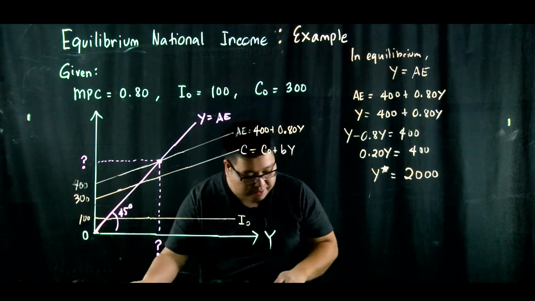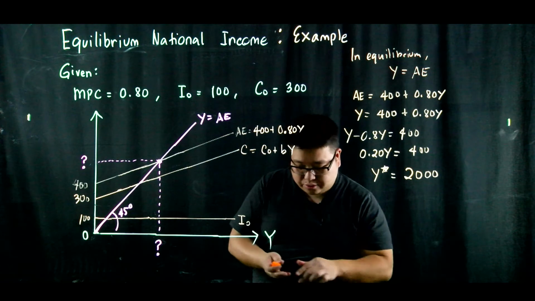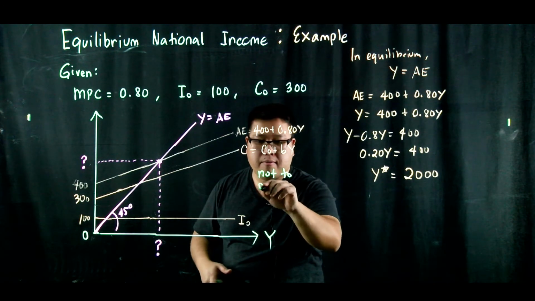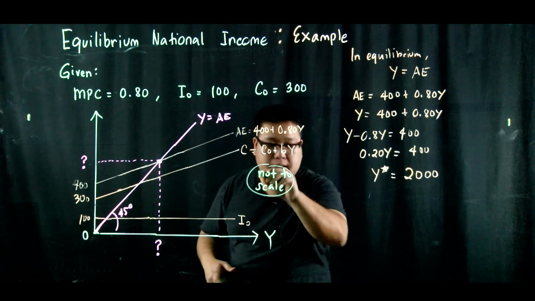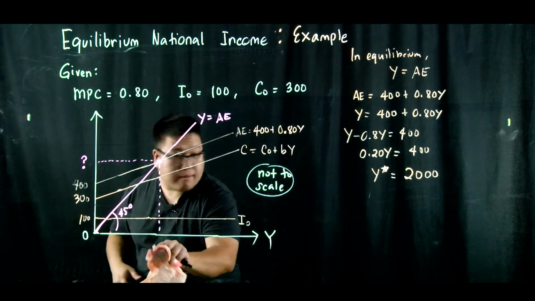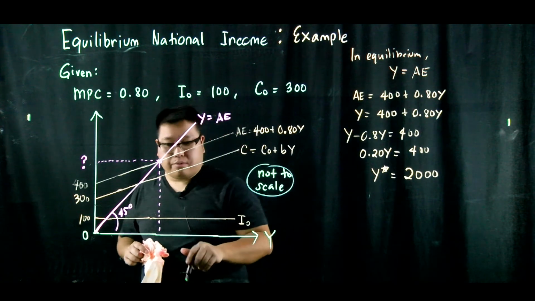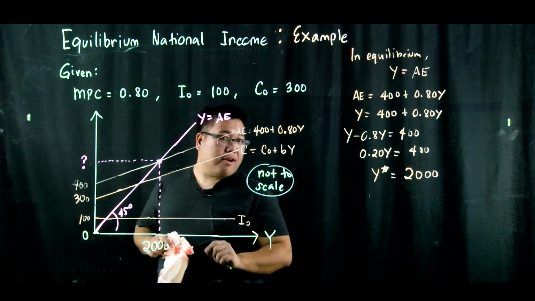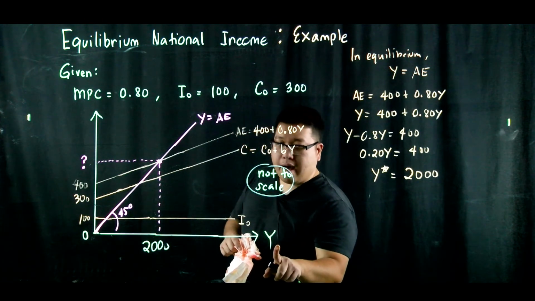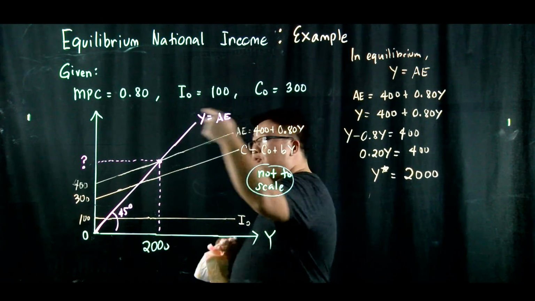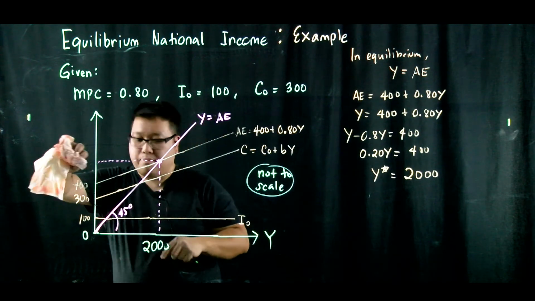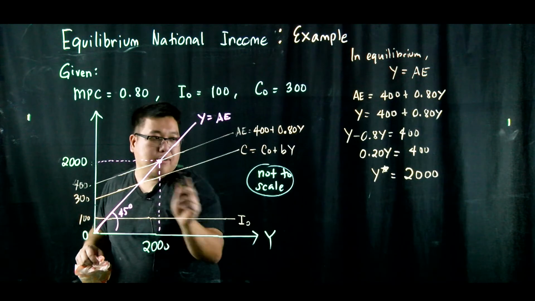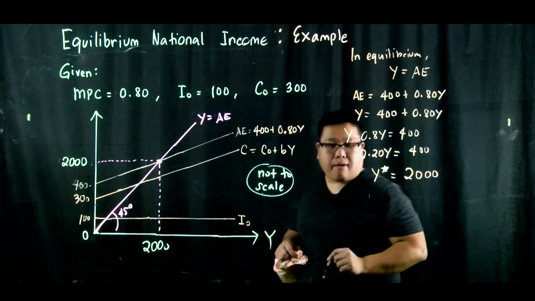And I have to write here that this graph is sketched not to scale. Okay, so this graph is not to scale. And now we know that this question mark right here is equal to 2,000. And also, since it intersects the 45-degree line, whatever value you have on the x-axis is the same value you have on the y-axis. So this is going to be 2,000. The fact that this 400 is close to 2,000, that's why I wrote here not to scale.